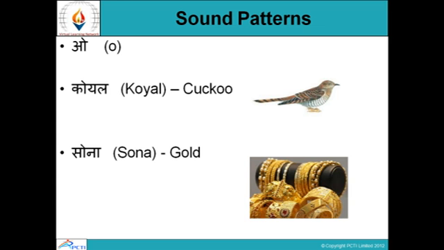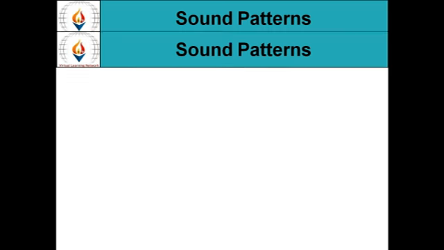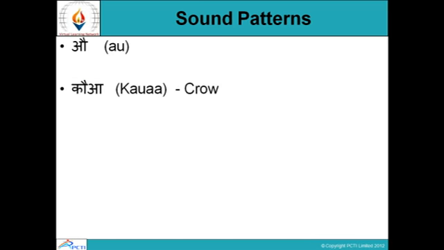Next is gold. Gold is a metal. We use this metal as ornaments. You can see in the picture, it's a favorite of women to wear gold. They like to wear gold. It is used to make jewelry ornaments. It's called sona. What do we call it? Sona.